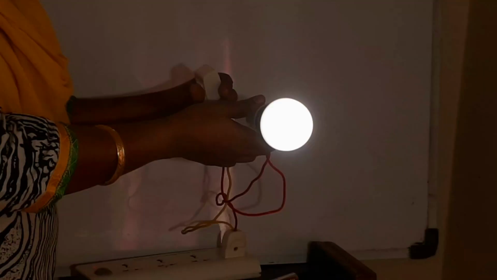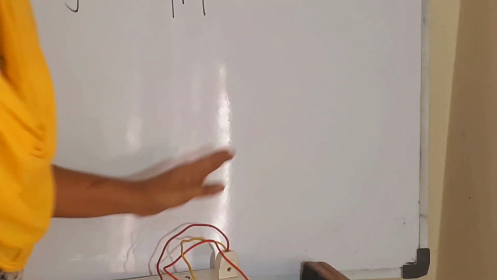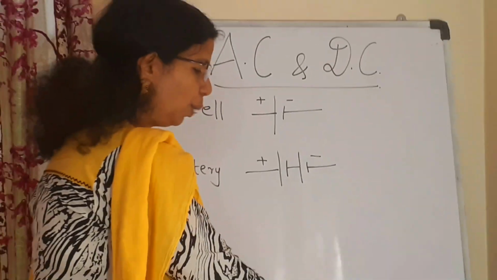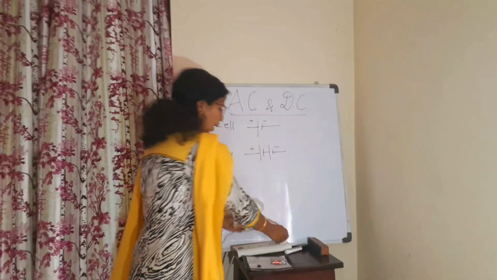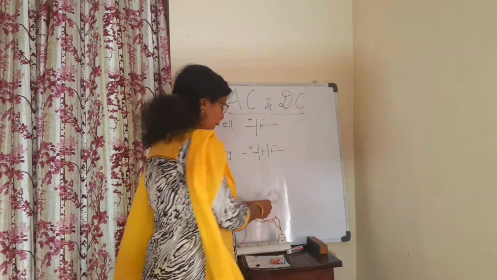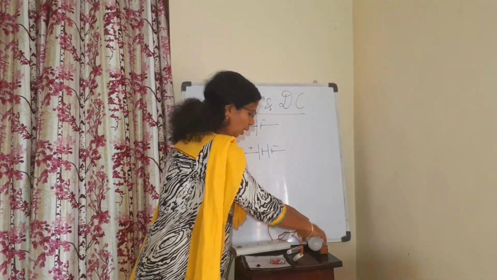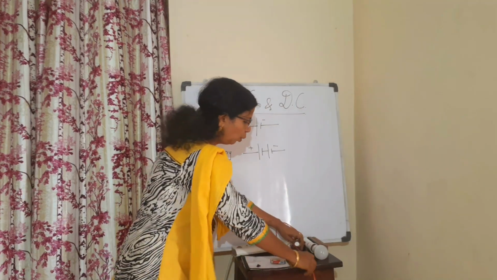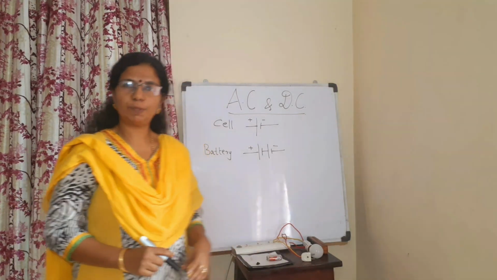So it means in this source there is no polarity, in the sense you can connect it in either way, like this also, and also in the opposite direction. In both ways the bulb will glow. Understood? So these two currents are our topic today. We are going to study in detail about these two types of current.